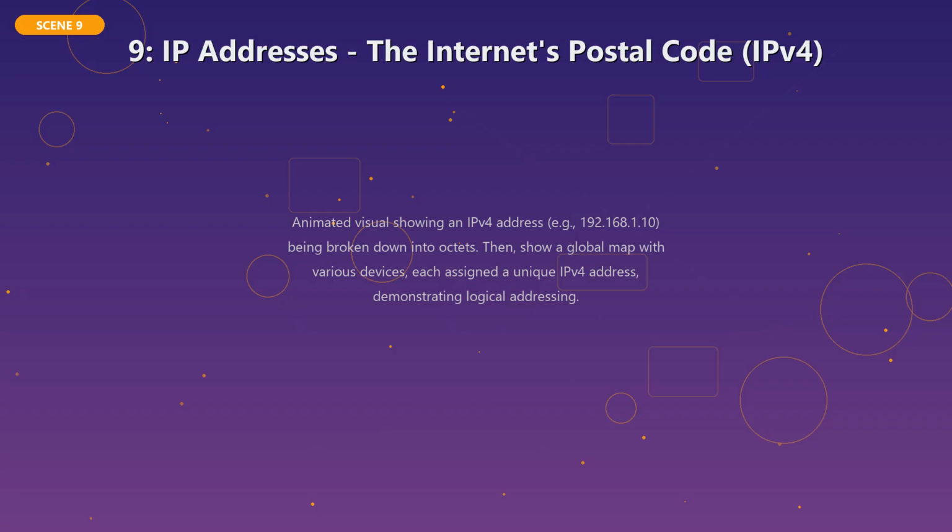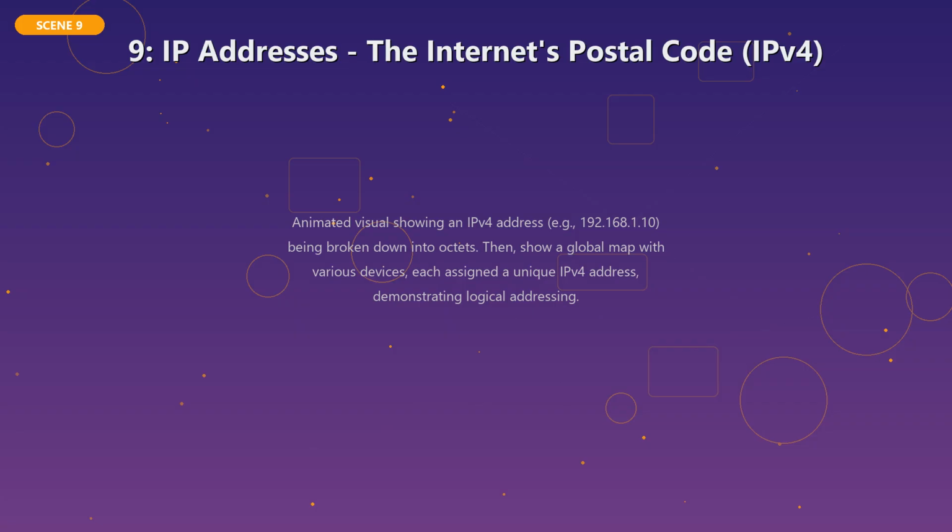For example, 192.168.1.10 or 8.8.8.8, Google's public DNS server. IPv4 addresses are classified into different types. Public IP addresses. These are globally routable addresses assigned to devices directly connected to the Internet. They must be unique across the entire Internet. Your home router typically gets a public IP address from your Internet Service Provider, ISP.